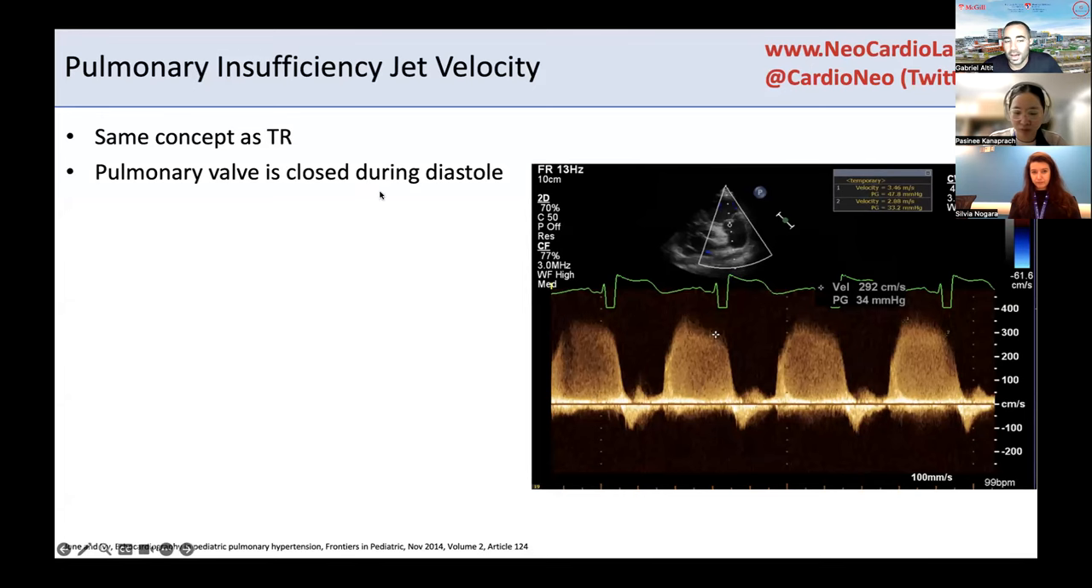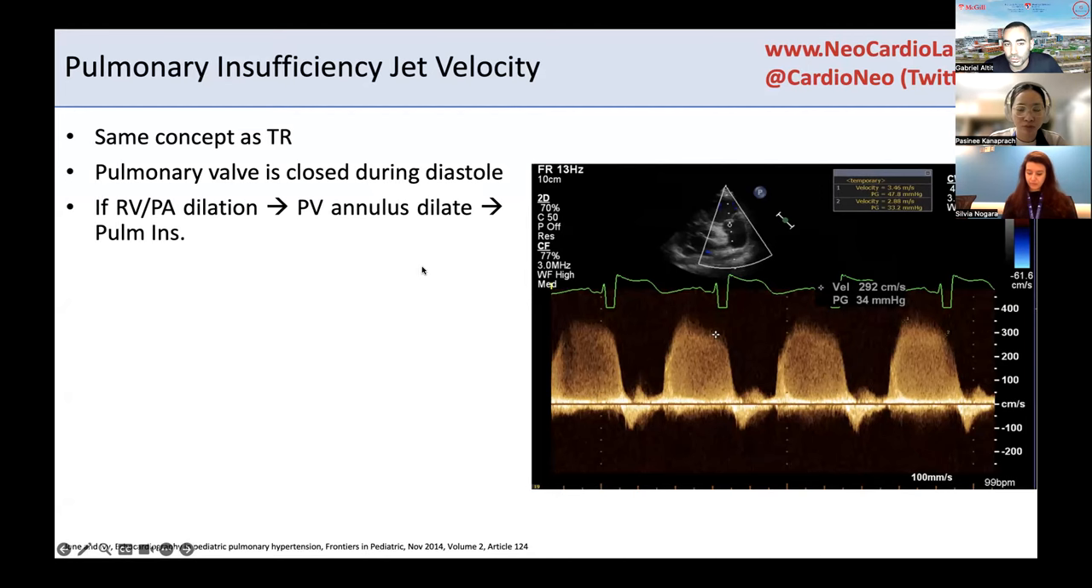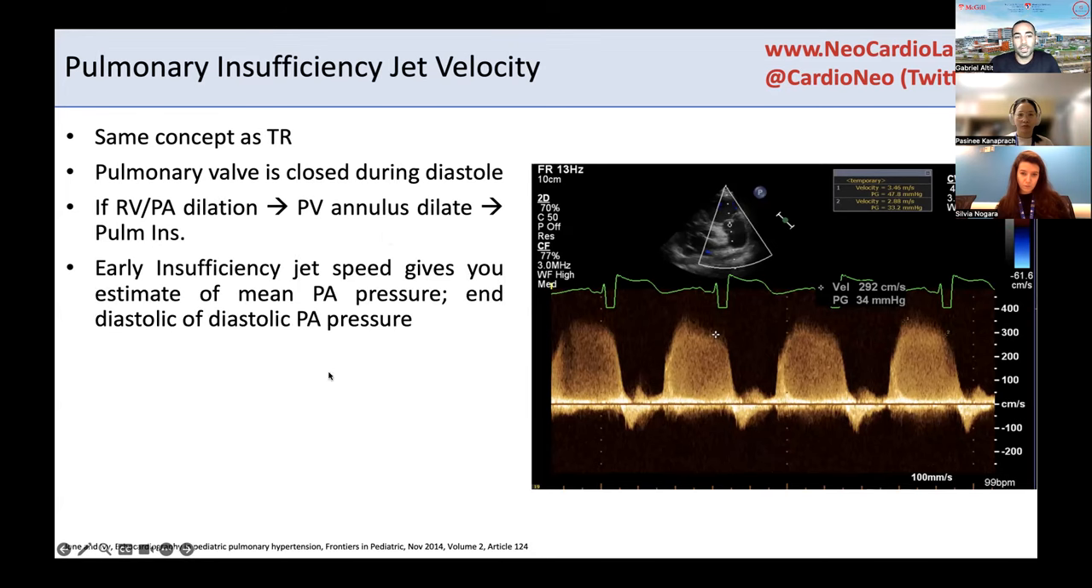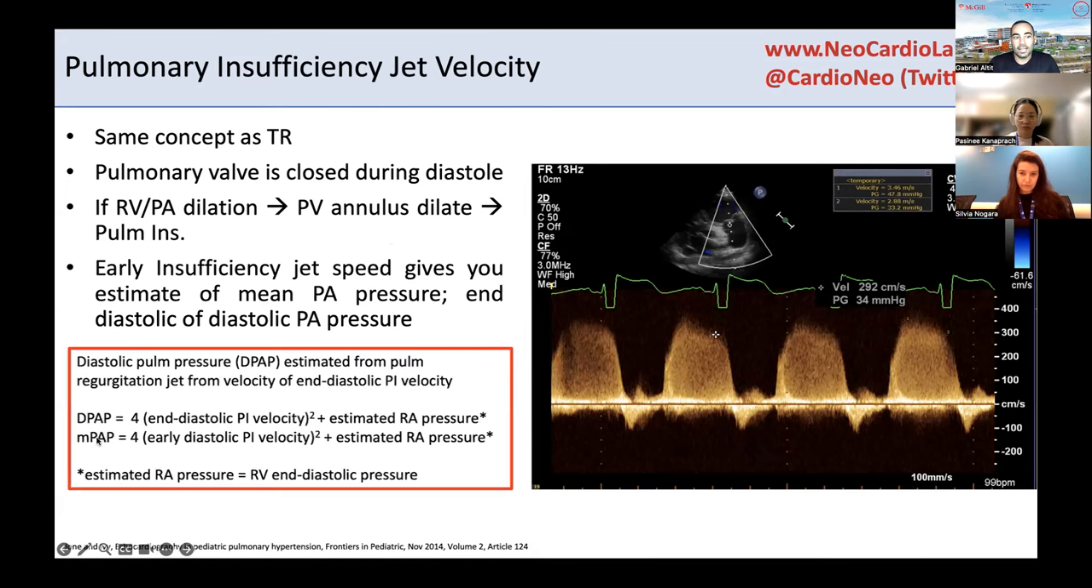So the pulmonary valve is closed in diastole. If you get pulmonary hypertension, your RV and your PA will start dilating, so you may start seeing this pulmonary insufficiency jet. Although I'm going to be honest with you, the pulmonary valve is a very good valve, so you often don't see a pulmonary insufficiency jet. Only about 15 to 20% of scans will show some trace pulmonary insufficiency jet. But if you have pulmonary hypertension, sometimes it's going to start to appear. The early insufficiency jet informs you on the mean pulmonary arterial pressure, and the end informs you on the diastolic pulmonary arterial pressure. And that's the equation. That's the reference. If you want to go read it, it's a very good article.